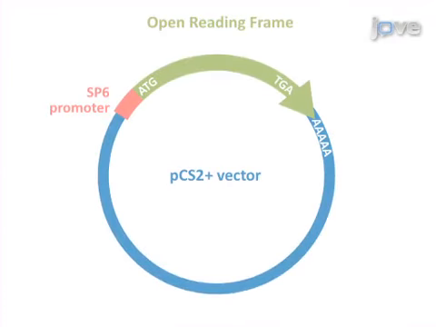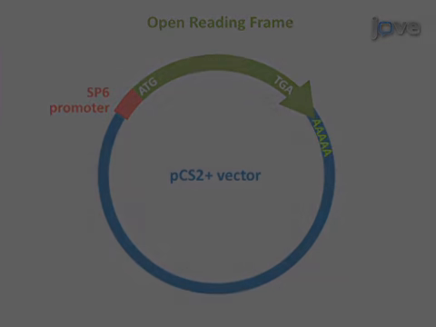Obtain or generate a construct using the human open reading frame for the desired gene, less than 6 kilobases in length, as well as a 5' SP6 transcription site and a 3' poly A signal.